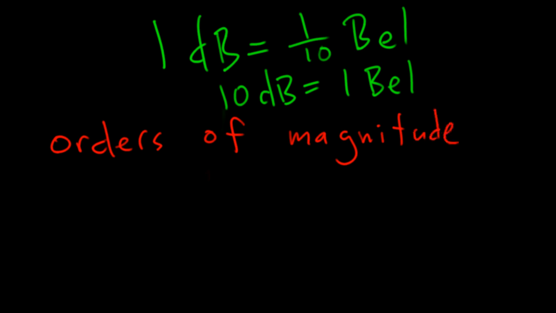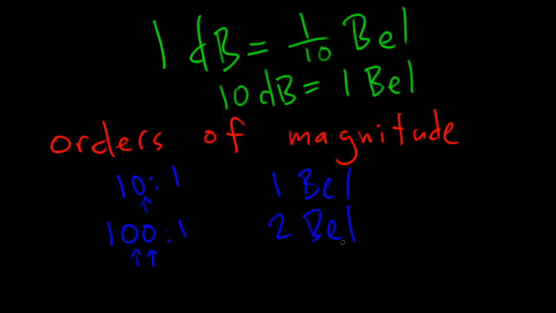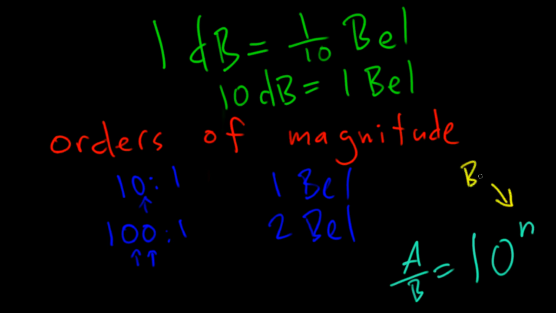So, if a ratio is 10 to 1, that's 1 order of magnitude, so it's 1 bell. If a ratio is 100 to 1, that's 2 orders of magnitude, or 2 bells. If you want to put it in mathematical terms, I would say that the ratio A over B is equal to 10 to the n, where n is the number of bells. Let's do an example.